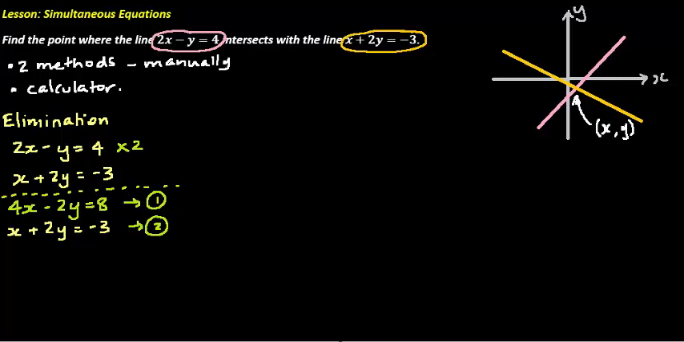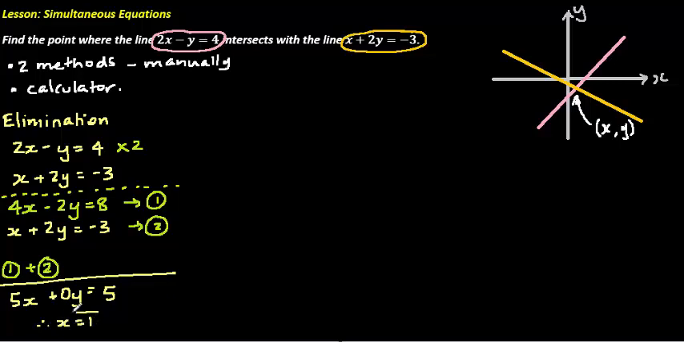So when I add equation 1 to equation 2, 1 plus 2, what I'm going to get is 4x plus 1x gives me 5x. Negative 2y plus positive 2y gives me 0 y's. And 8 minus 3 is 5. And if 5x equals 5, then I know x equals 1. So that's my first answer.